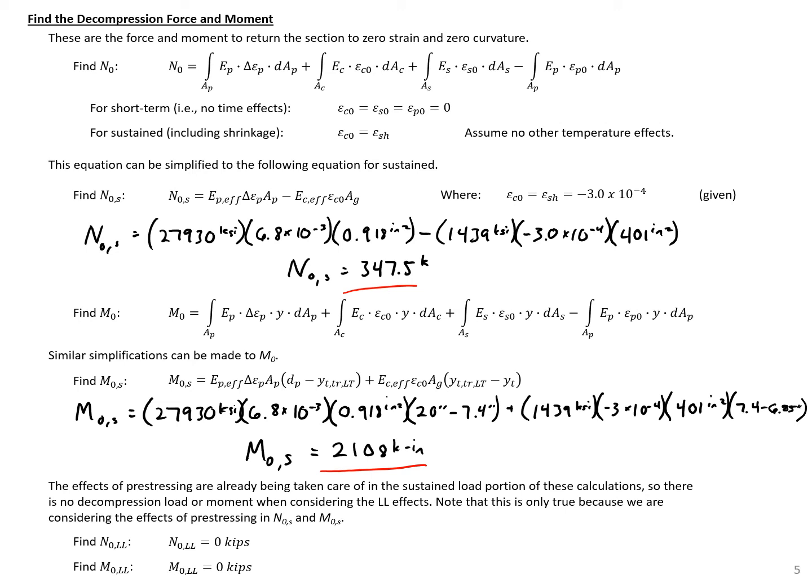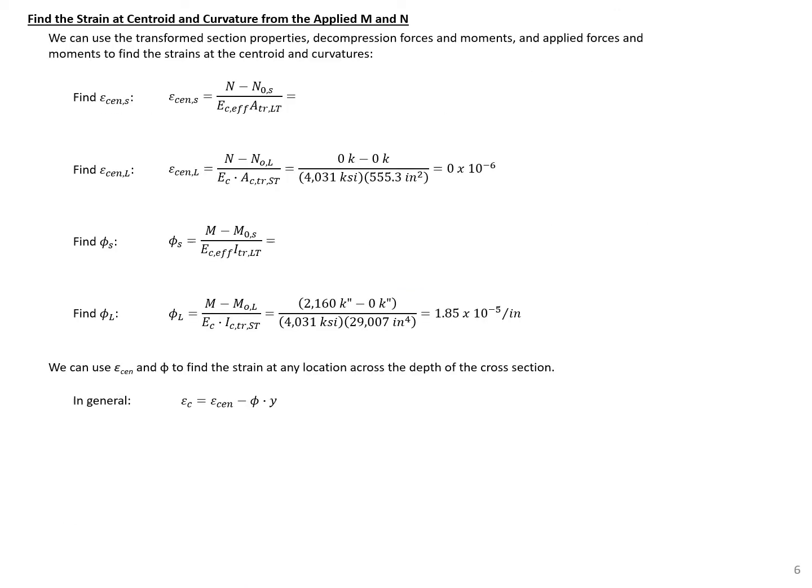Note that for our live load, we're already taking into account the effects of our pre-stressing and our shrinkage into our M0 sustained and N0 sustained. So our N0 and M0 live load are going to both be equal to 0 here. We can now find our strain at the centroid and our curvature from our applied moment and our axial loads.